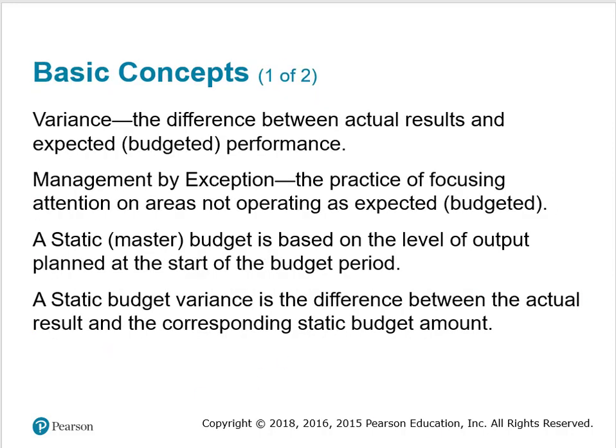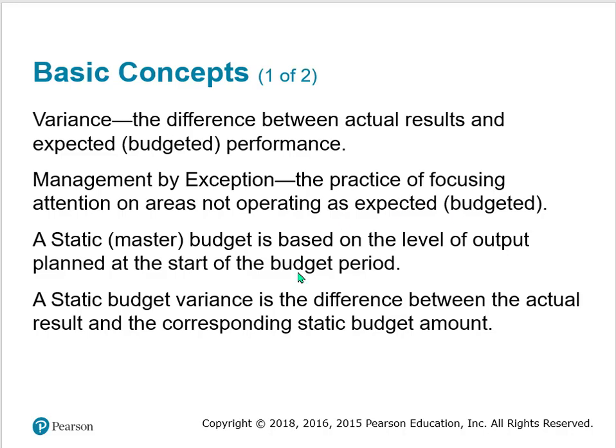So basic concepts here: a variance is the difference between actual results and expected or budgeted performance. And the expected performance is also called budgeted performance. And management by exception is a practice by which managers focus more closely on areas that are not operating as expected and less closely on areas that are. Okay, that would just make sense. It's like having kids and you have to watch the one who's in trouble all the time.